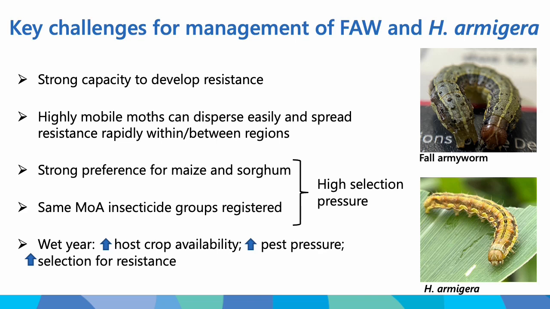So we know that host abundance is a key driver of population build-up in Armigera, but for fall armyworm, I guess we are still in a bit of a learning phase, and we don't yet have a full picture of how seasonal variability is going to drive those populations.